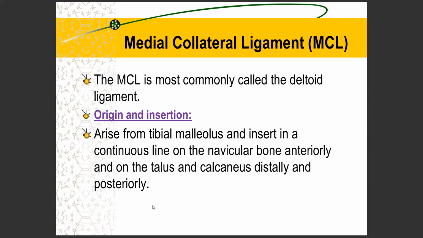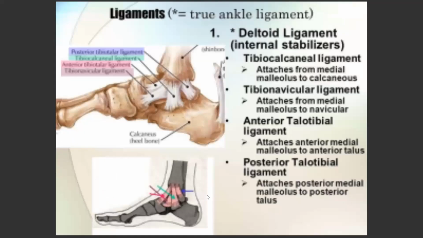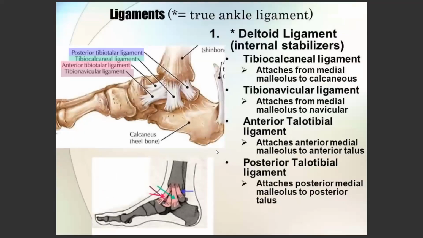For their origin and insertion, they are attached to the tibial malleolus and insert in a continuous line on the navicular bone anteriorly and on the talus and calcaneus distally and posteriorly. So these are the bands, or we can say the parts, of that deltoid ligament.